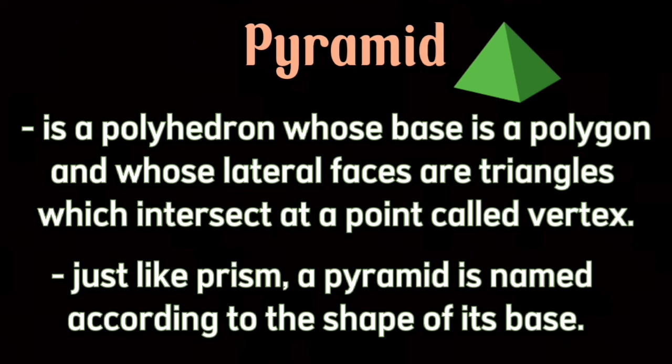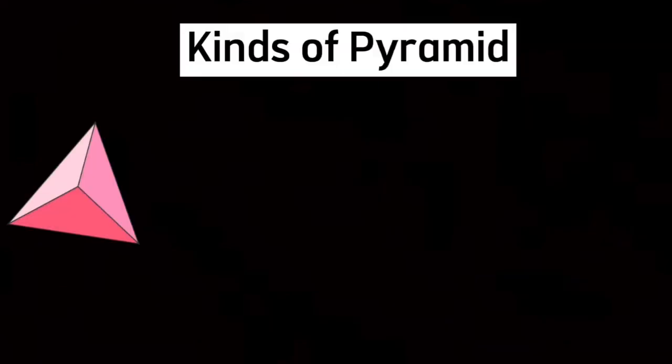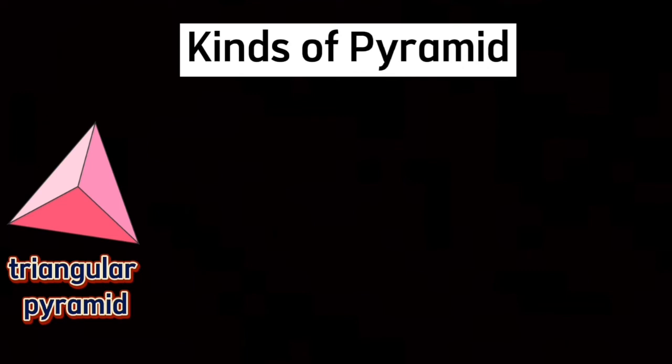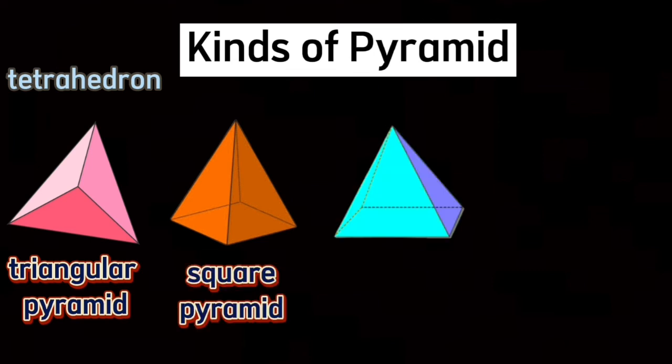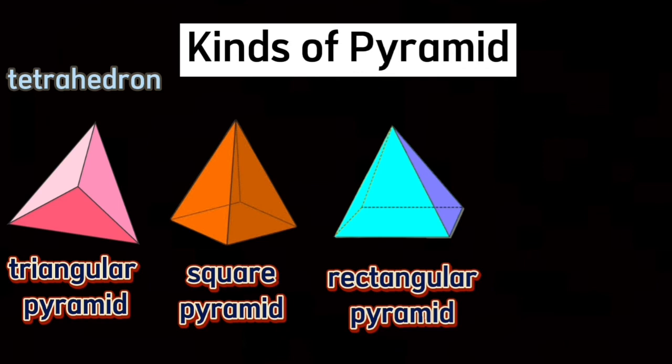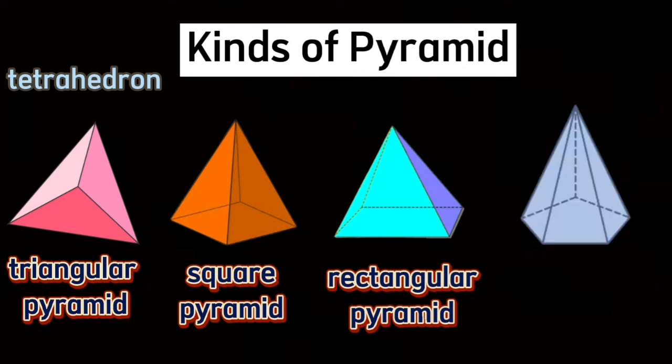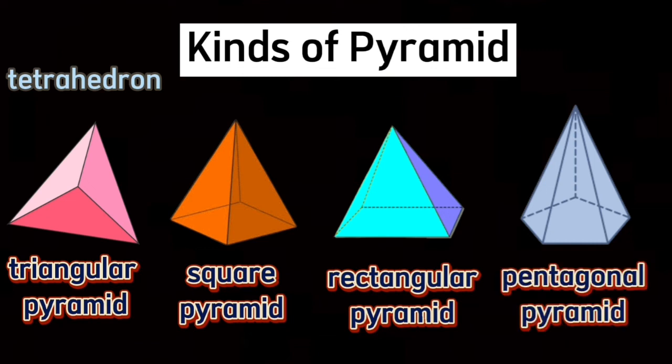Let's talk about the different kinds of pyramid. The base of this pyramid is triangle, and that's why it is called triangular pyramid. Triangular pyramid is usually known as tetrahedron. Next one is a pyramid with a square base, and that is why it is called square pyramid. The other one is a pyramid whose base is a rectangle, and that is why it is called rectangular pyramid. The last pyramid here has a base of pentagon, and therefore it is called pentagonal pyramid.